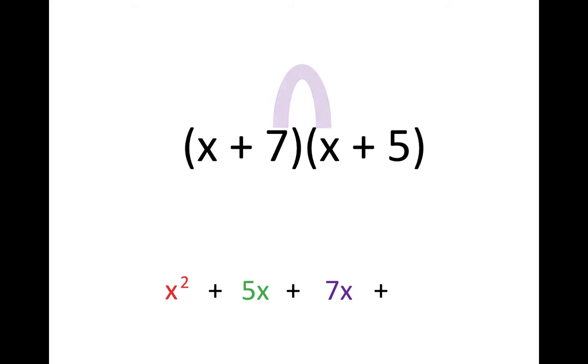And finally, the L stands for last. So you train your eye on the 7 and the 5. You multiply those to get 35. And so this, again, simplifies to a trinomial, x squared plus 12x plus 35.